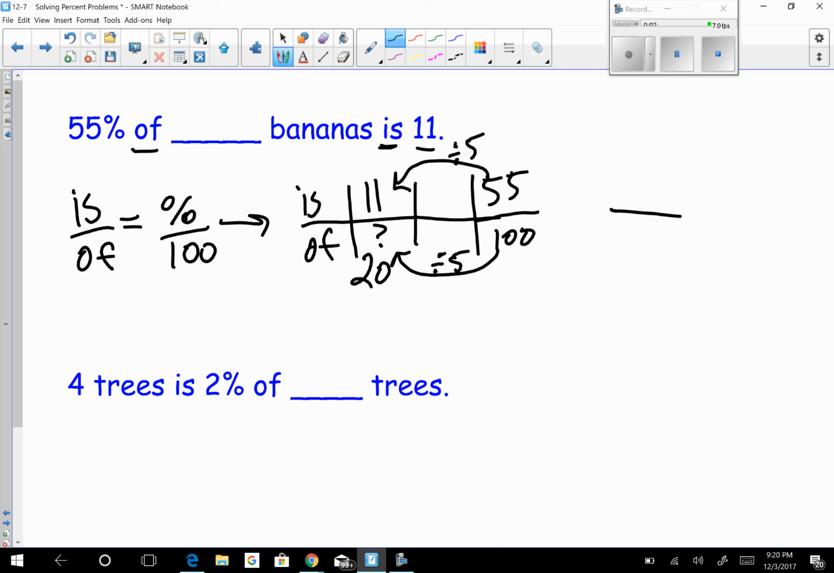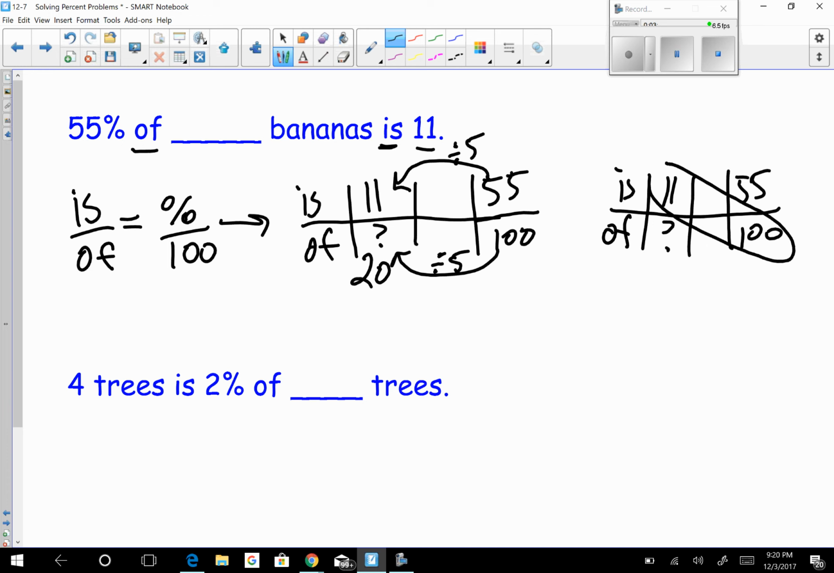Now you can also still do this with the cross multiply divide. Okay, so you can still do your ratio table and do the two that you know diagonal from each other, multiply those, and then divide by 55, and you're going to come out with the same thing. So 11 times 100 is 1100. When you divide that by 55, you're going to get out 20. So 55% of 20 bananas is 11. And so you would figure out that 11 out of 20 is the same thing as 55 out of 100.